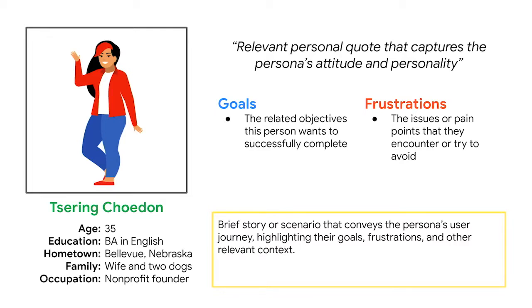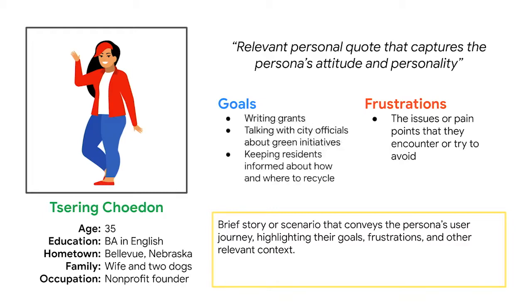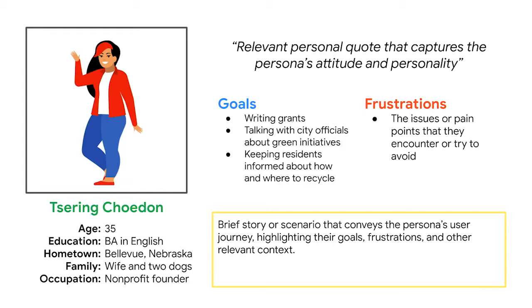After the bio sketch comes a bit about her professional goals and day-to-day duties. As a founder of a nonprofit, Searing probably fills lots of roles, like writing grants and talking with city officials about exciting green initiatives. She also keeps residents informed about how and where to recycle their trash. After that, since you're designing an app, you might want to know how comfortable Searing is at navigating online and working with tech. So let's say she's not so tech savvy, but knows she has to get her nonprofit online if she wants to find more volunteers.